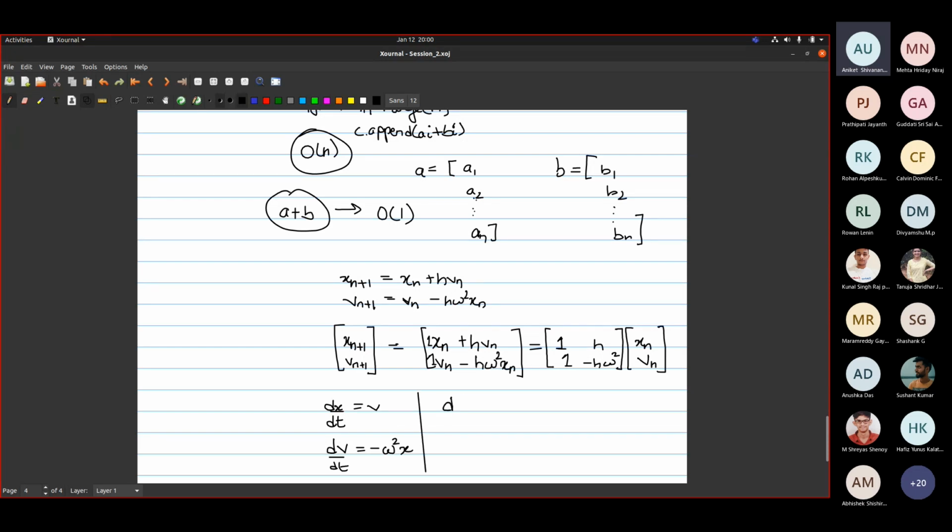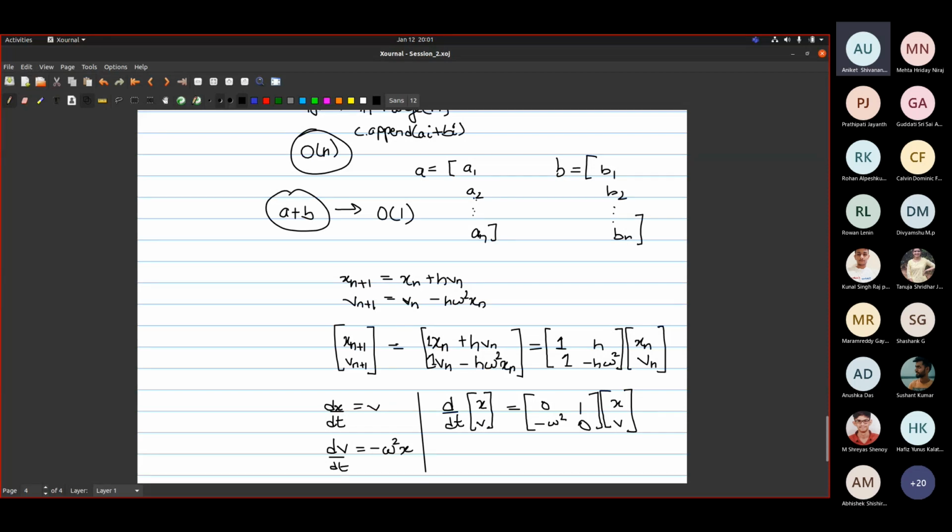You can put it like this: d by dt of [x, v] equals a matrix times [x, v]. Now you can figure it out. Here the x row is 0, 1, and the v row is minus omega squared, 0. From this you have figured out the matrix.